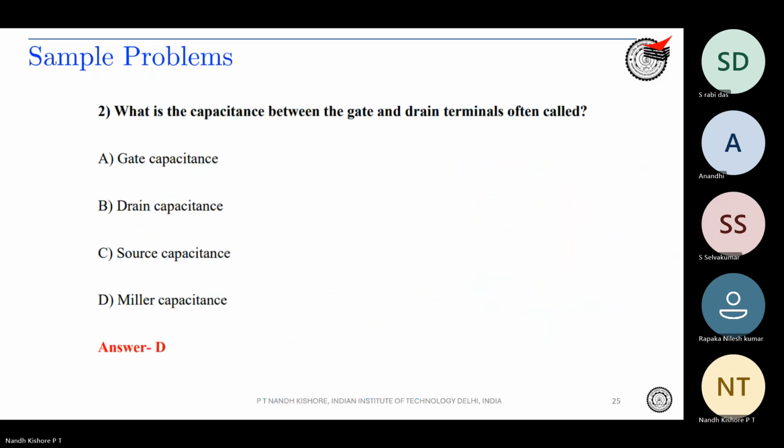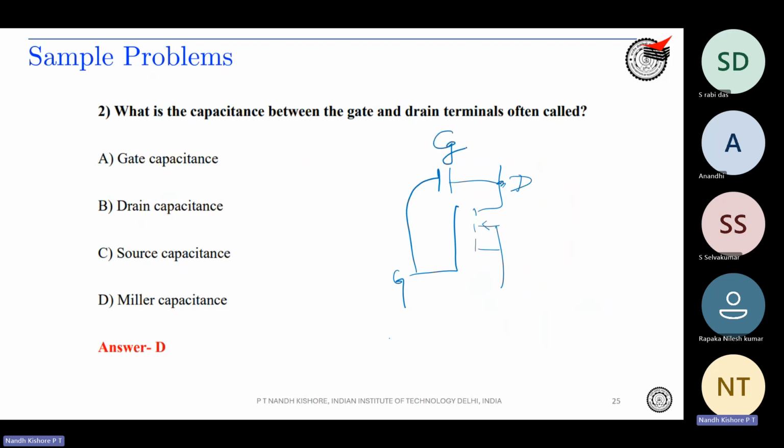Okay. So what is the capacitance between gate and drain called? So this is the gate and this is the drain. So this is the capacitance between gate and drain, which is called CGD, or it is also called the reverse transfer capacitance or Miller capacitance. Or CRSS, we call it CRSS, or reverse transfer capacitance, or Miller capacitance. Okay, CGD.